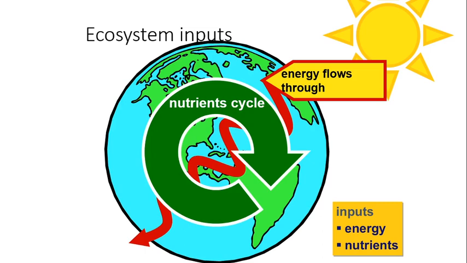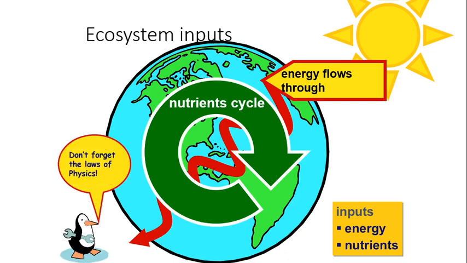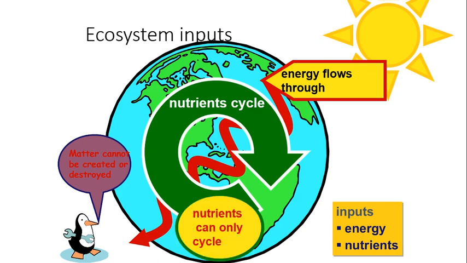A nutrient cycle gets started, a cycle like the carbon cycle or nitrogen cycle. And of course, you need to understand the laws of physics in order to understand the cycle fully. Matter cannot be created and cannot be destroyed. That's the basic law of physics. Energy can neither be created nor destroyed. It can be converted from one form to another. Nutrients can only cycle, while energy flows through them again and again.